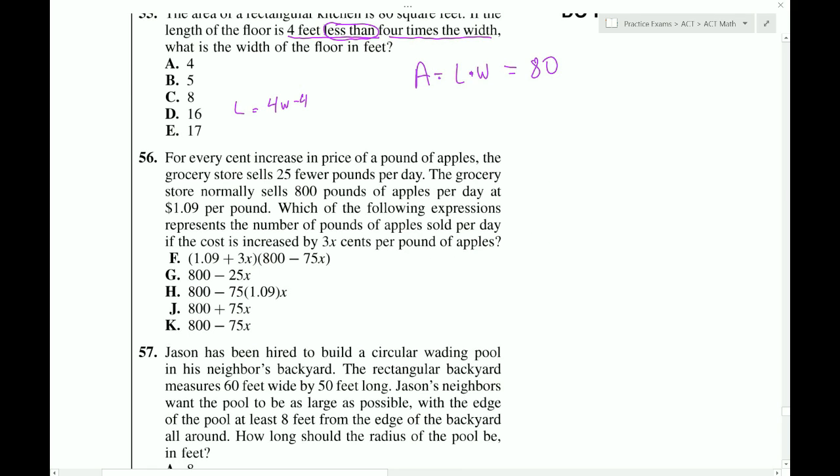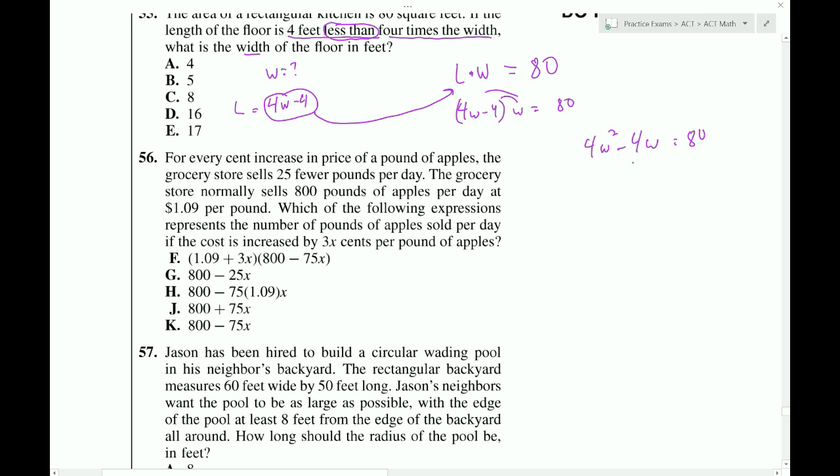But anyway, we want to know what the width is. So width equals question mark, right? Now we have a 2 by 2 system here because we don't need the letter A. We just use L and W, right? Then we could take this and plug it in for L here. So 4 times W minus 4 times W is 80. This W distributes. 4w squared minus 4w is 80.